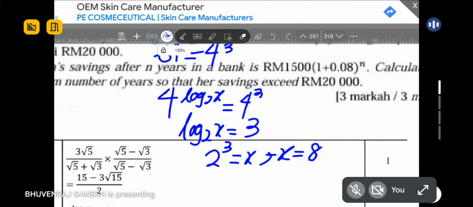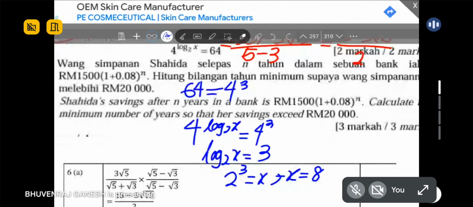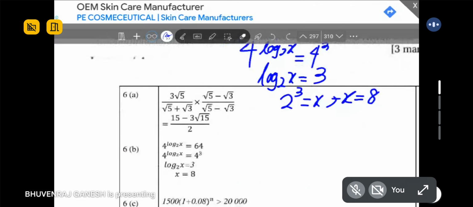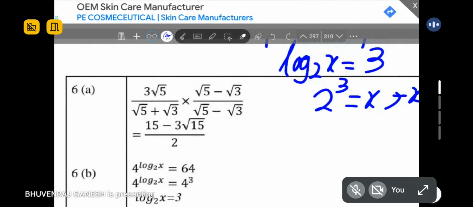Done. Simple or not, guys? If you choose the correct method, right? You see how fast can solve? You can get the answer, x equal to 8. Like that only.